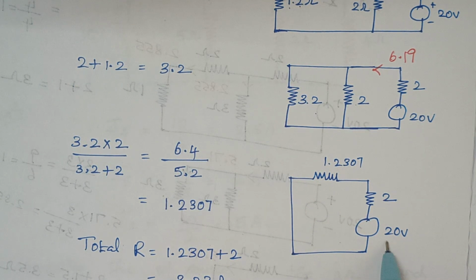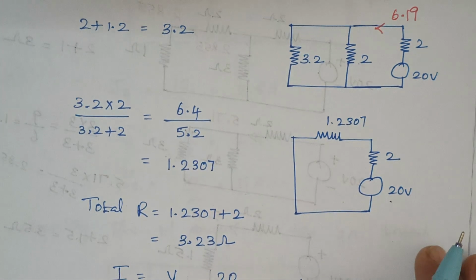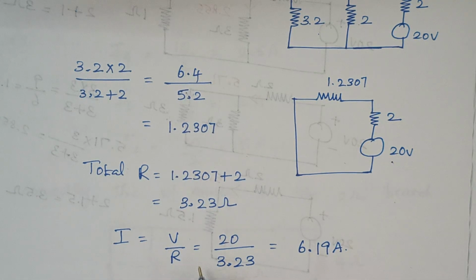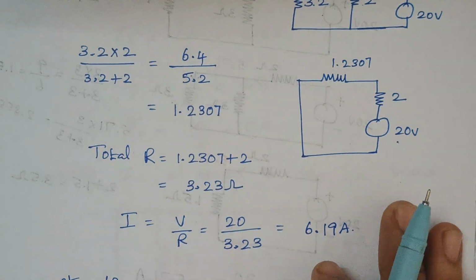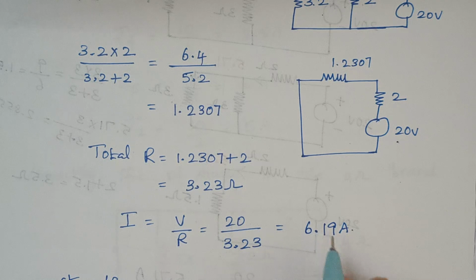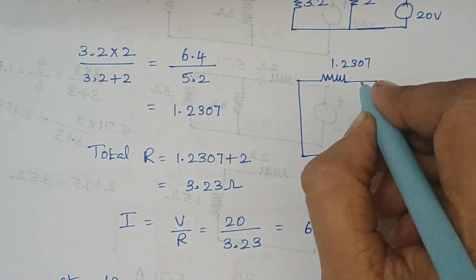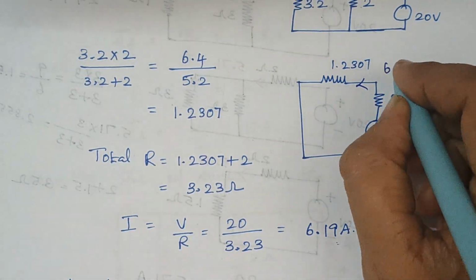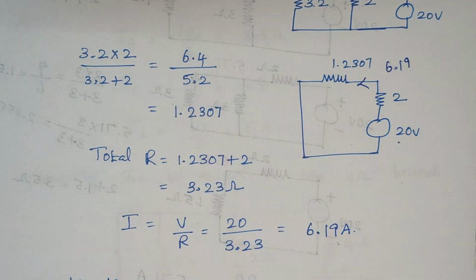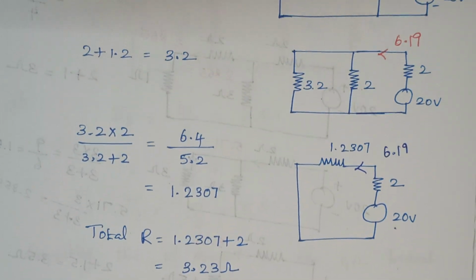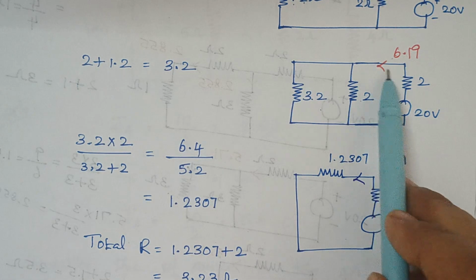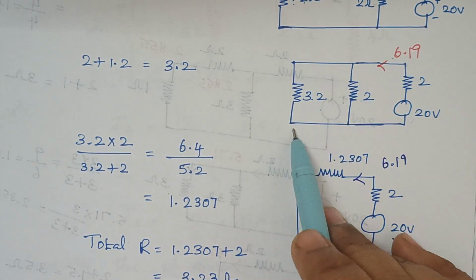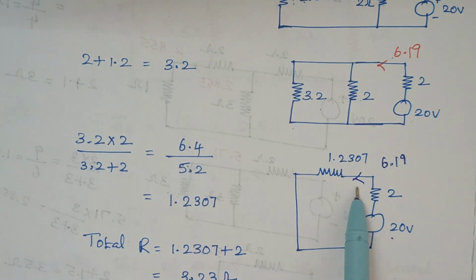Again, when you look at this circuit, these two resistors are in series. We know the value of voltage, so it is very easy to calculate the current. The value of current is V by R, which is 20 by 3.23, that gives 6.19 amps. So this is the value of current that flows in this circuit. Again when you move a little bit back, you see this is the current that flows through this circuit, right? The total current is 6.19.